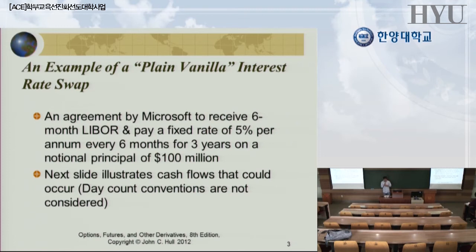To make it easier to understand, picture an agreement by Microsoft in which it receives a 6-month LIBOR, and in exchange they pay a fixed rate of 5% per annum every 6 months for 6 years with a notional principal of $100 million.